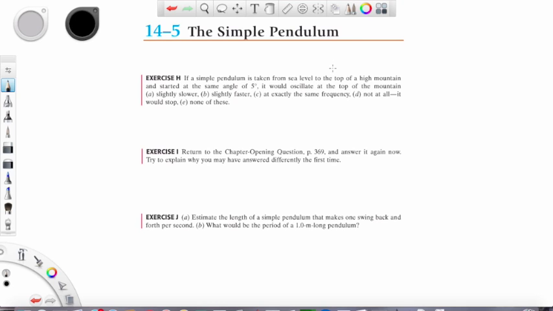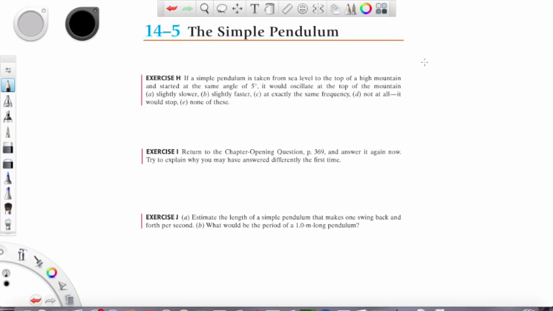In this chapter we have 3 different exercises that need to be solved. The first one asks, what happens to the frequency of the pendulum if it's taken from sea level to the top of a high mountain and started at the same angle of 5 degrees? Would it oscillate faster, slower, or at the same frequency?